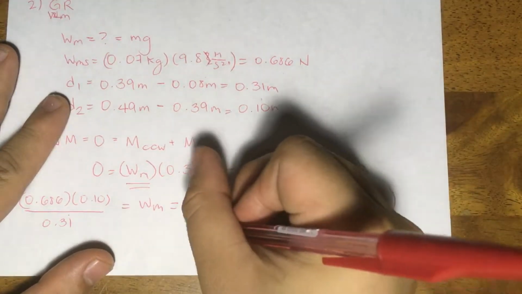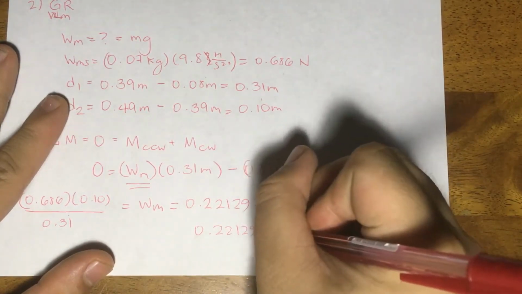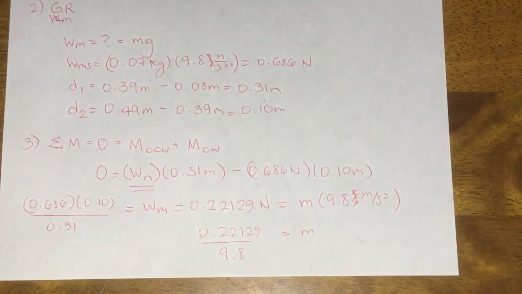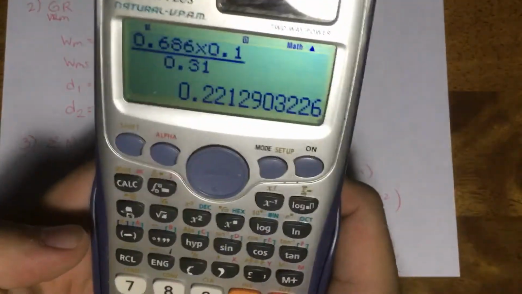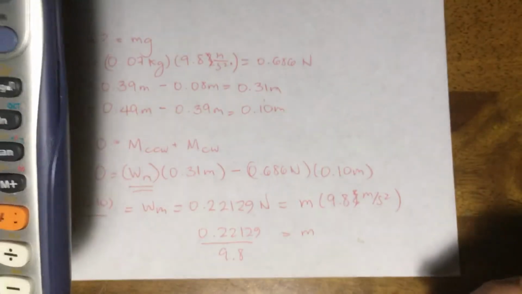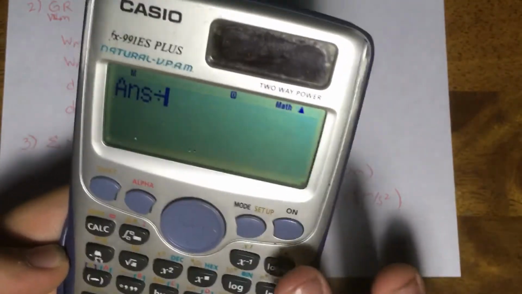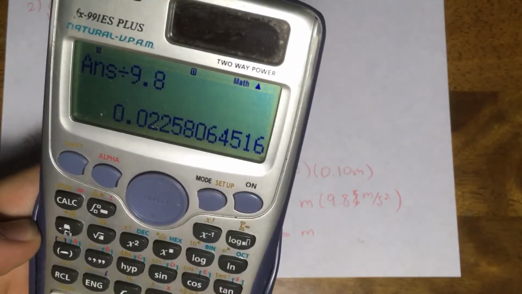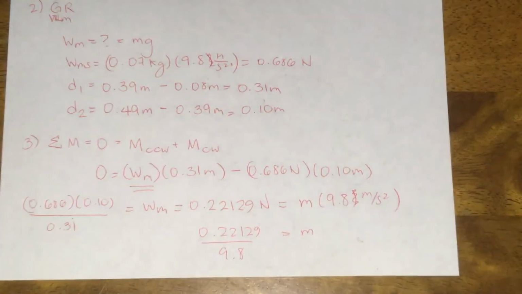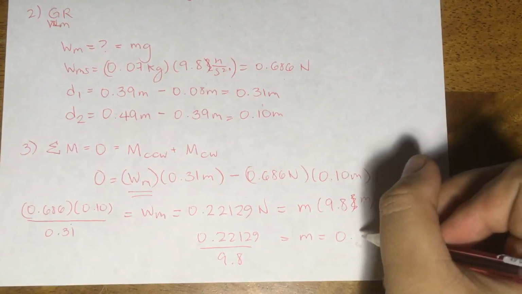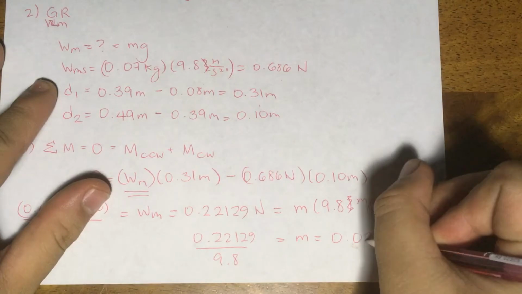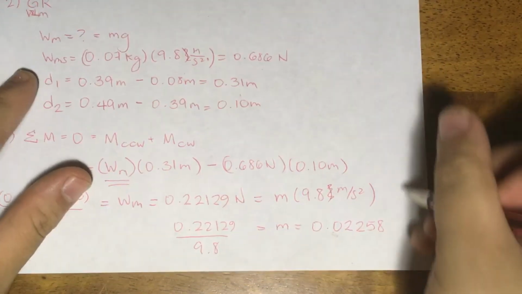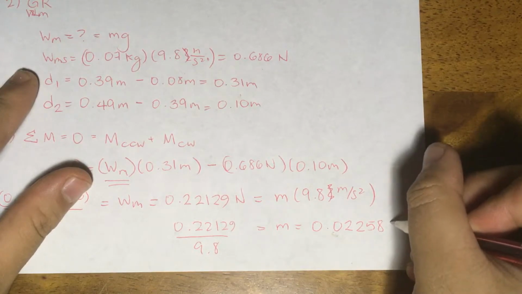Okay, SI units. So let's rearrange it first before we plug it into the calculator. M is equal to 0.22129 all over 9.8. To be as exact as possible, I'm going to click this button here, ANS, so that it comes up. And we know that we have to divide this answer by 9.8 meters per second squared, which will give me a value of 0.002258, and because we use SI units, kilograms.